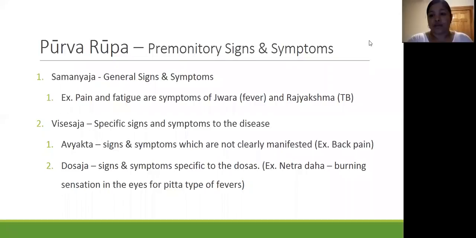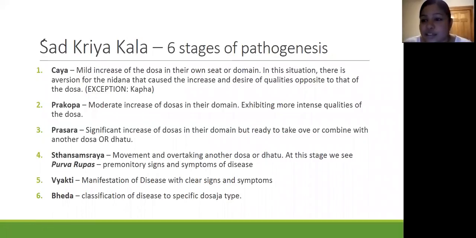Okay. So purva rupas are known as premonitory signs and symptoms. Remember when we looked at the Shadkriya Kala, or the 6 stages of pathogenesis, the purva rupas tend to show up during the 4th stage. This usually happens when the dosha has increased so much that it starts to spread to the domain or the place of another dosha, or even to the domain of the dhatu.